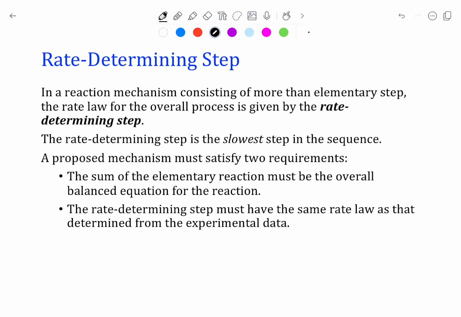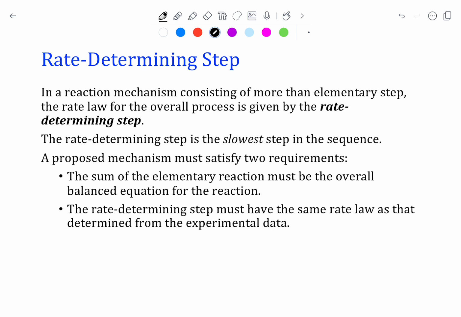Now, how does this relate to the rate? If we're going to have multiple steps, how do we think about that in terms of the rate overall? If we know just the balanced reaction, how do we know that there's multiple steps that go on? How do we know which of those steps is going to determine the rate? Well, we have something called the rate determining step.